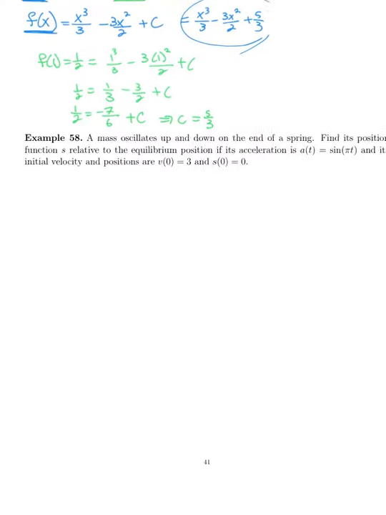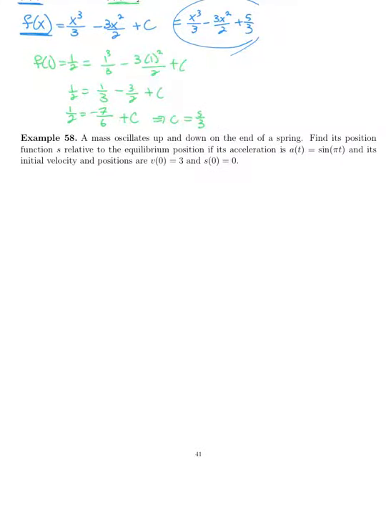We'll just do the last one here, 4.10. A mass oscillates up and down on the end of a spring. Find its position function if you know its acceleration. All right, so here's what's different. I'm going to write a few things that hopefully we remember from previous sections.